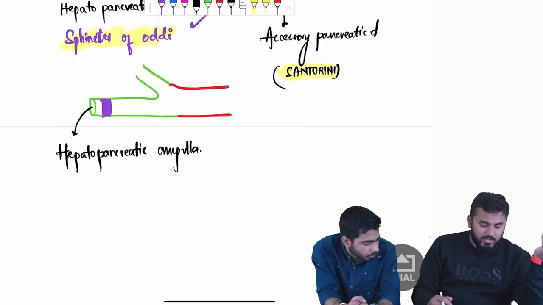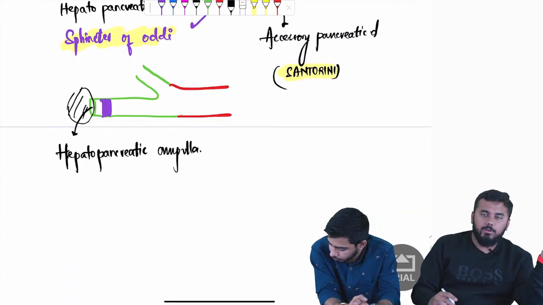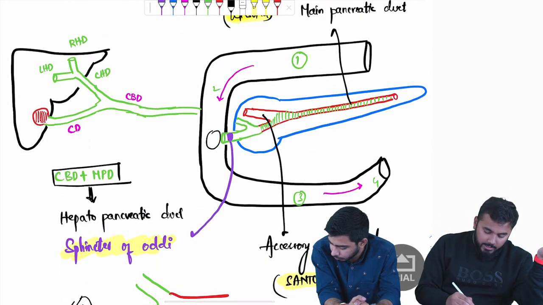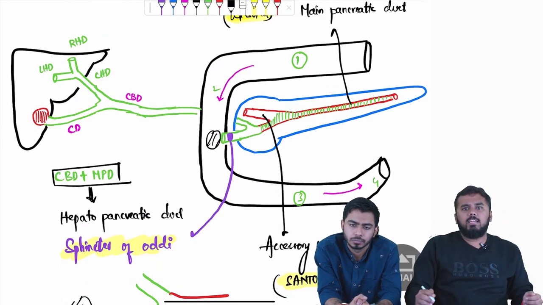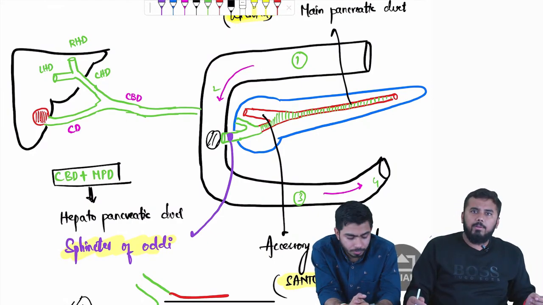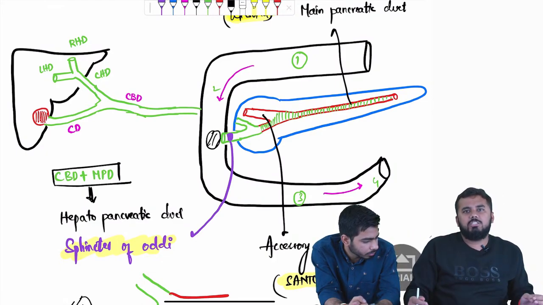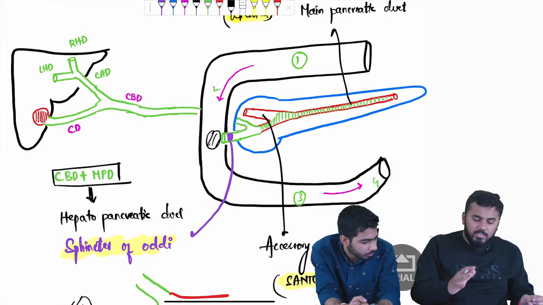Why? Because if there is a tumor that is formed near the hepatopancreatic ampulla like this, do you think the bile will be released into the duodenum? No. Do you think the fat will be digested? No. Then what will happen? Undigested fat will be excreted out. You call that condition steatorrhea, right? So everything I'm telling you is in relation with the clinical part.